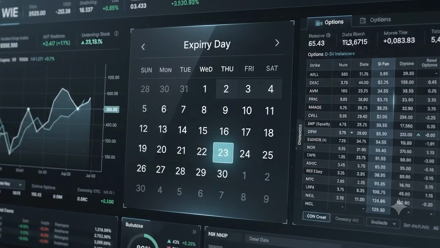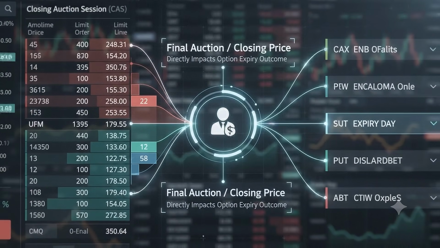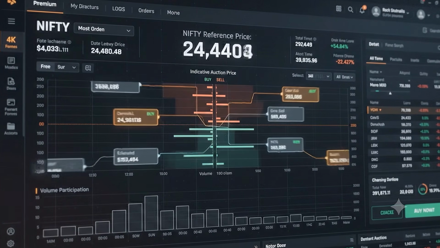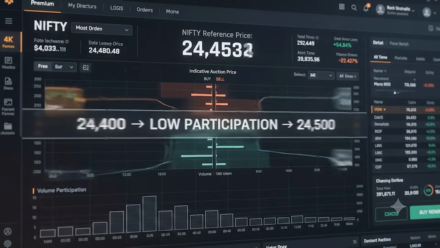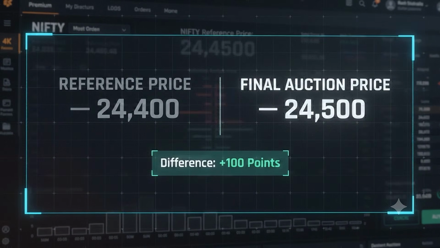During expiry days. Why is that? Because the options are going to expire as per the closing of this auction session. Please understand. Let's say the reference price for the Nifty was 24,400, but due to less participation by market participants during this auction session, the price which was settled was 24,500, which is 100 points away from the reference price.